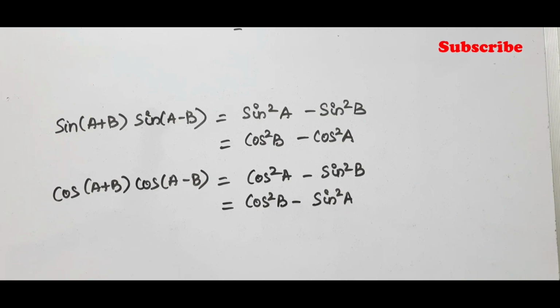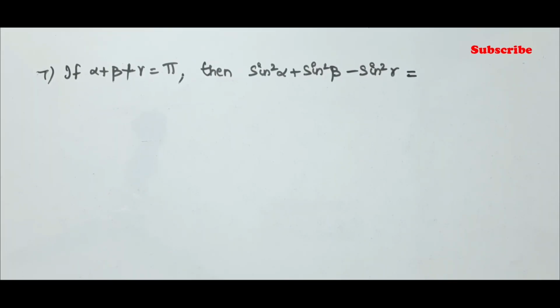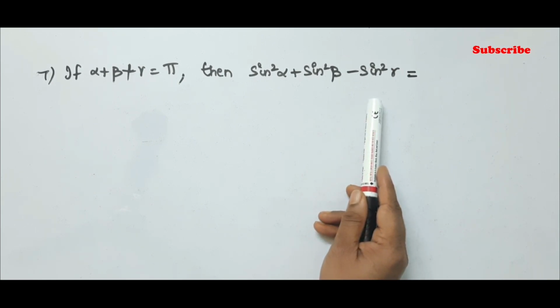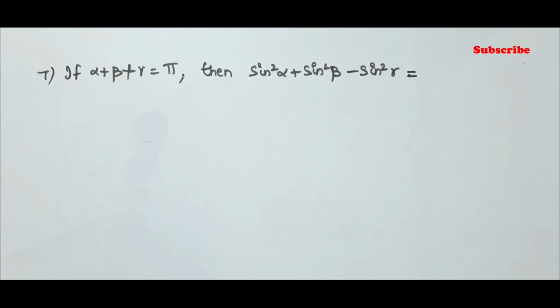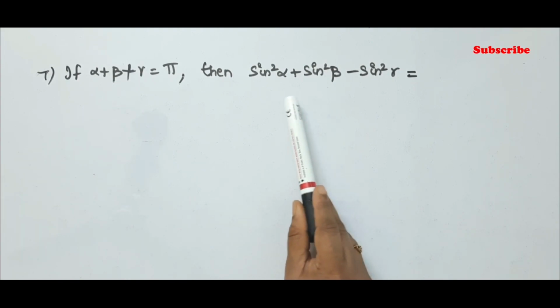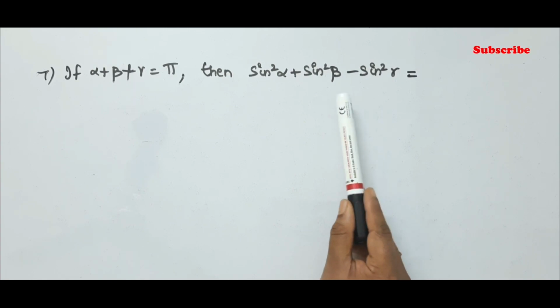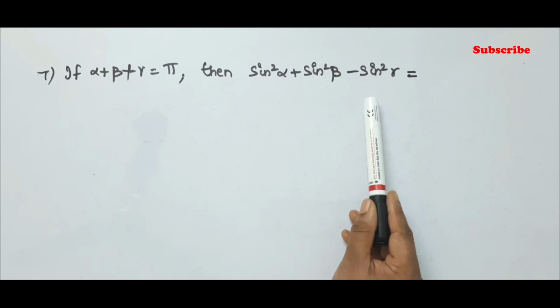Okay, now let us see the next problem. Next problem: if alpha plus beta plus gamma is equal to pi, then sin square alpha plus sin square beta minus sin square gamma equals what? So we have to find the value of sin square alpha plus sin square beta minus sin square gamma using this condition. Here, if we observe, sin square beta minus sin square gamma is of the form sin square a minus sin square b.